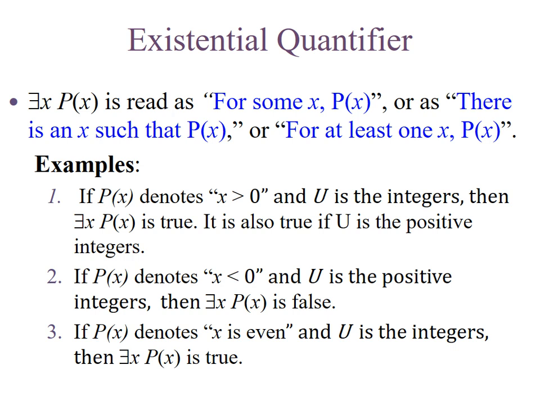If P of x is x less than 0 and U is positive integers, then you cannot find any instance that makes P of x true. Because when we have positive integers, we try 1, 2, 3, 4, but all of them are larger than 0. Once you have tried all elements within the domain and cannot find any example that makes it true, then for some x P of x is false.